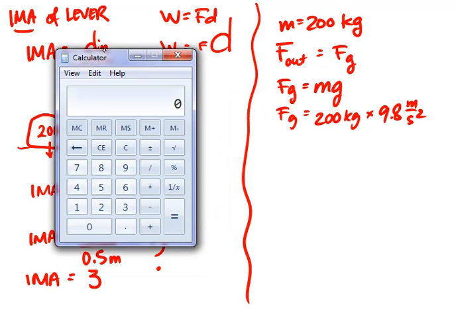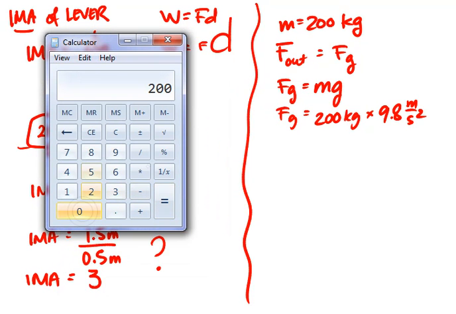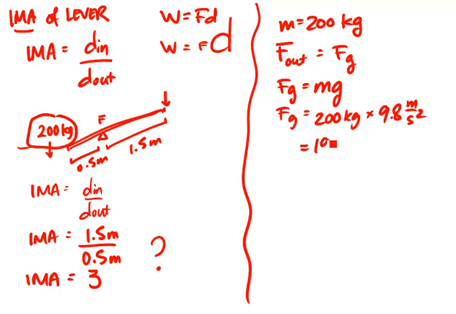With our calculator, we calculate 200 times 9.8 meters per second squared, and I get 1,960 kilograms times meters per second squared, which is shortened to a Newton. Now remember, we found that the IMA is 3. This means that it is 3 times easier to lift this boulder if I use the machine.